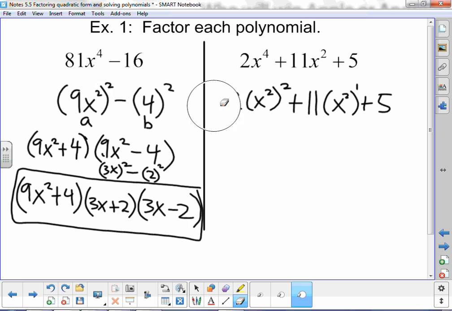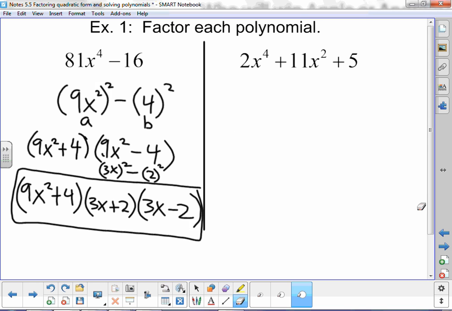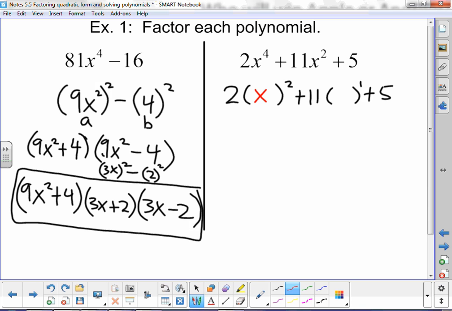You know what? Let me redo that. It's the right answer, so don't erase your page. 2 times something squared plus 11 times something to the first power plus that 5. That's our trinomial pattern of a quadratic normally. And the parts that are going to go inside of here are an x squared, another x squared, and that's it. Now in class I showed you guys a little bit of a trick here.